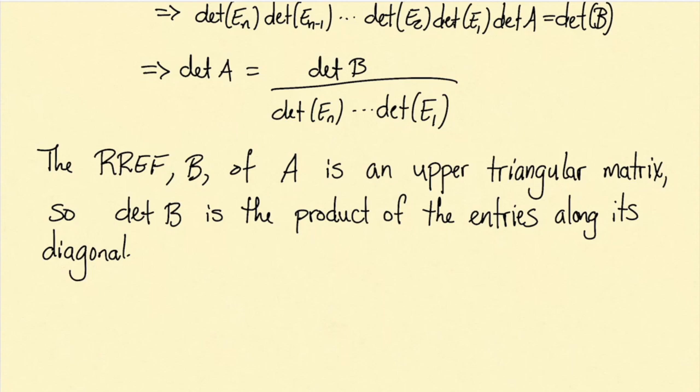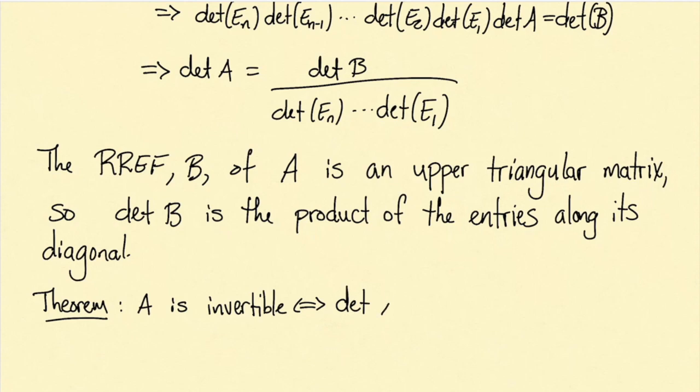So this tells us that the determinant of A is non-zero if and only if its reduced row echelon form has a 1 in every slot on the diagonal. But of course that tells us that the matrix B, that's our reduced row echelon form for A, must be the identity matrix in order for the determinant to be non-zero. So we have proven that the matrix A is invertible if and only if its determinant is non-zero.